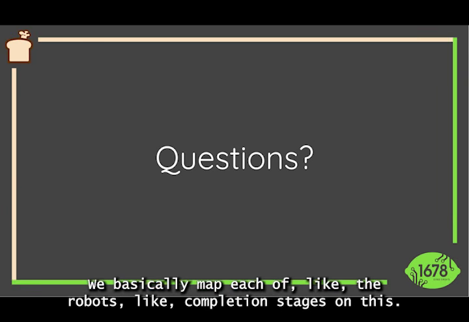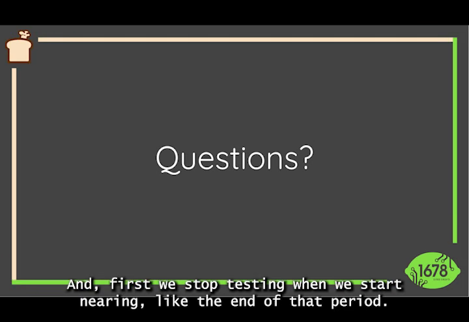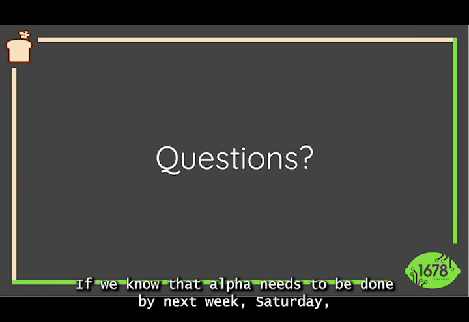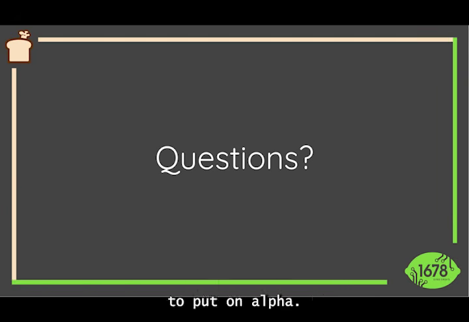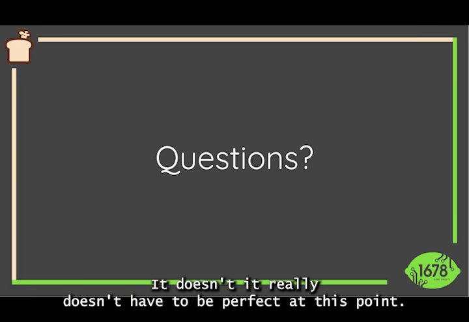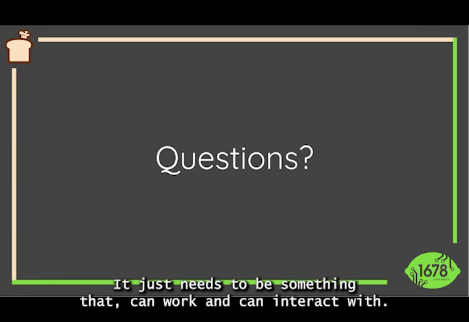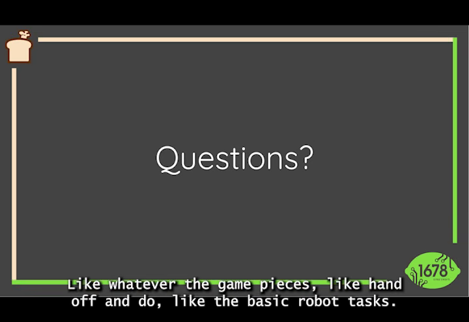But to answer your question, we map each of the robots' completion stages on this, and we stop testing when we start nearing the end of that period. If we know that Alpha needs to be done by next week Saturday, by this week we really should be nailing down a design to put on Alpha. It really doesn't have to be perfect at this point. It just needs to be something that can work and interact with whatever the game piece is, and hand off and do the basic robot tasks.